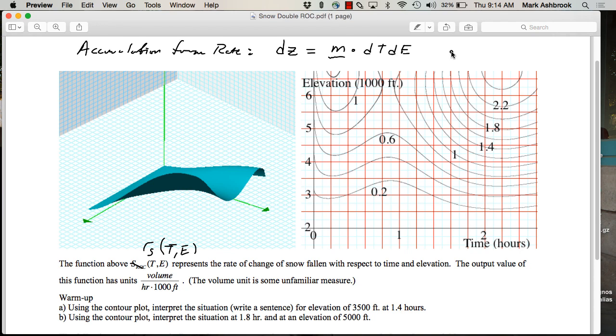Before that even, we're going to look at the example here. We're going to look from 1.6 to 2 and from 5 to 6. So let's look at from 1.6 hours to 2 hours, between 5,000 feet up and 6,000 feet up on the mountain. And we want to get some kind of estimate for what volume of snow fell in that time at that elevation range.